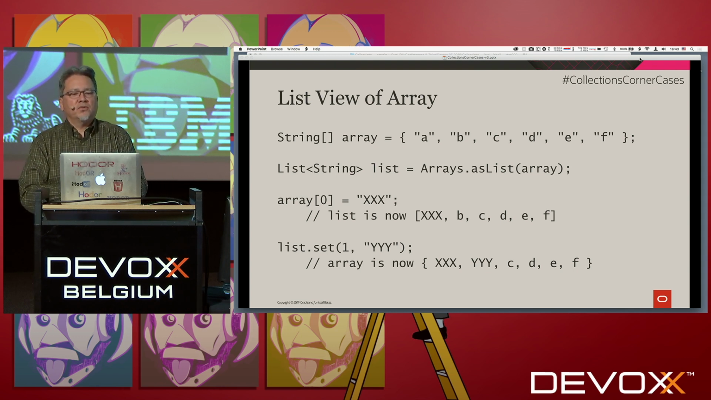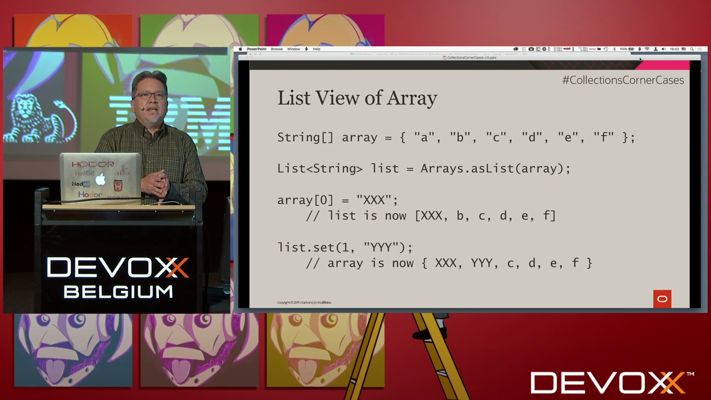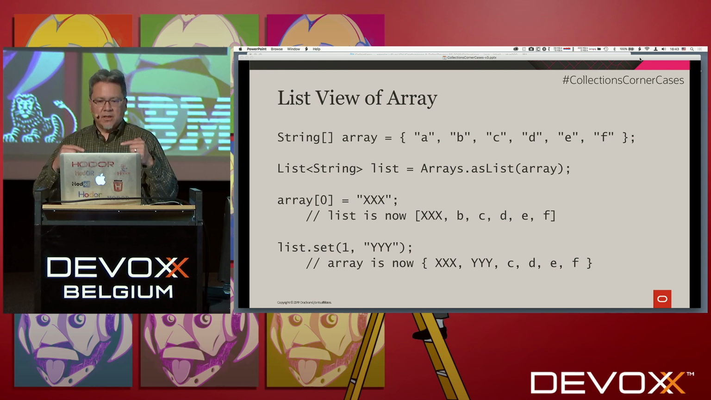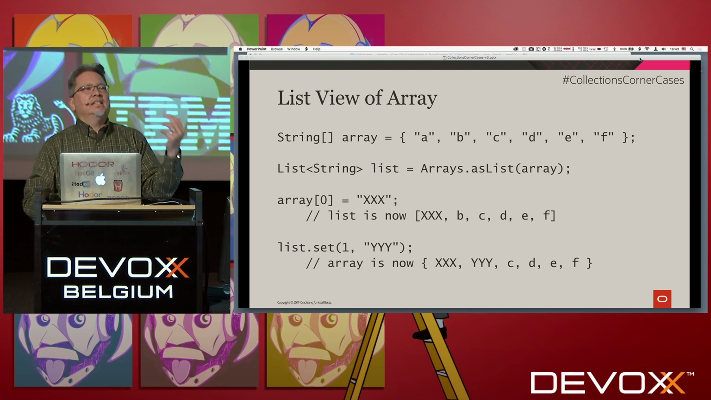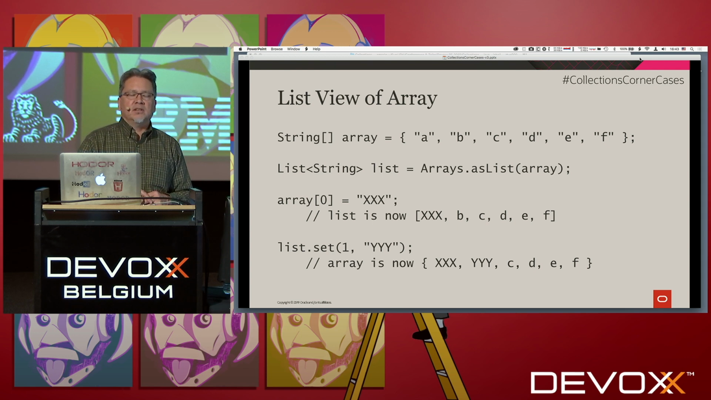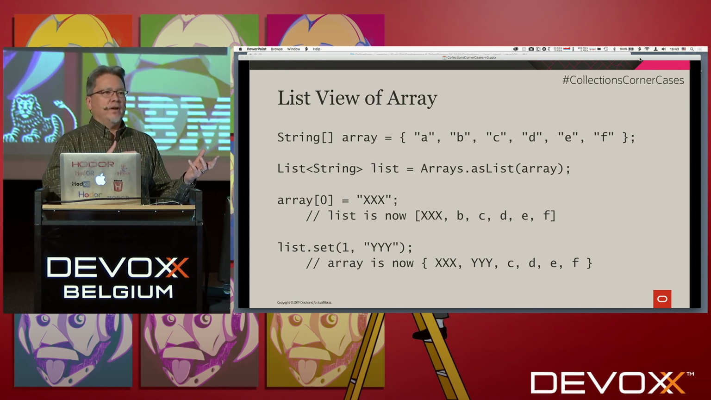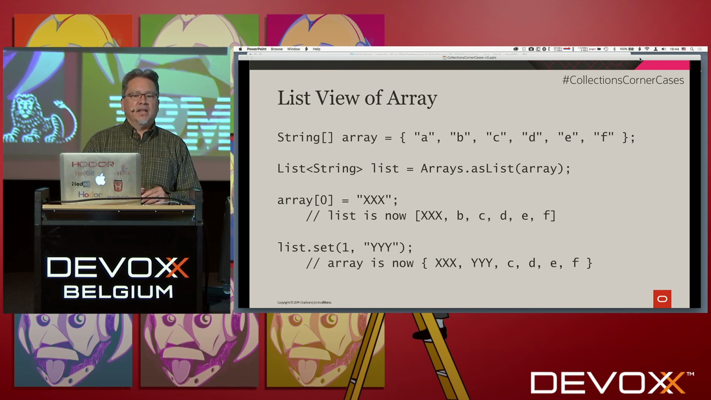So I've initialized the string array with some strings, and I've created a list using Arrays.asList, and I pass that array into it. So now the list that is returned by Arrays.asList is a view onto that string array. So now if I modify the first element of that string array, it has the effect of apparently also modifying the list at the same time. And also, if I call set on that list and set an element to something else, then of course that modifies the list, but it also writes through to the underlying array, and the array's contents have changed.